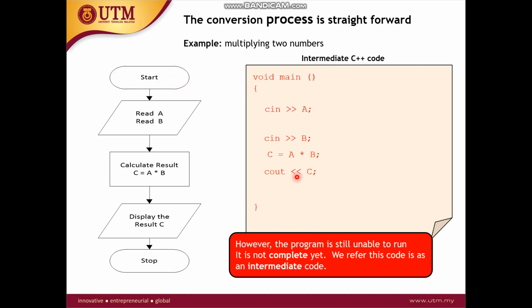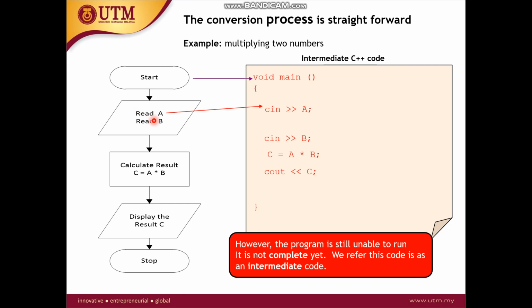This is an intermediate code. This program is not able to run. The compiler gives you some errors because it is called an intermediate C++ code. And what happens, you have the flowchart, and this program is the representation of this flowchart. So the start is when you start your flowchart here. By using void main you can start writing your code. This void main and this bracket indicate the starting point of your program.